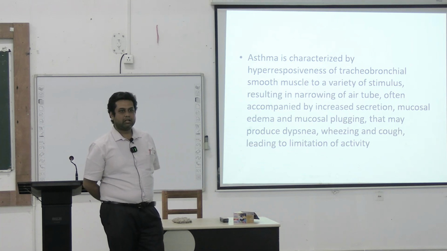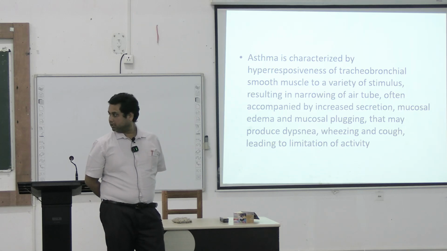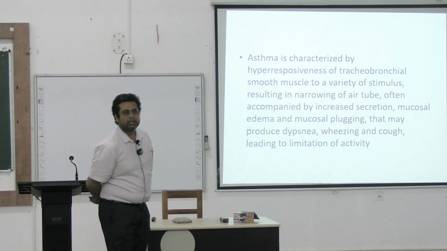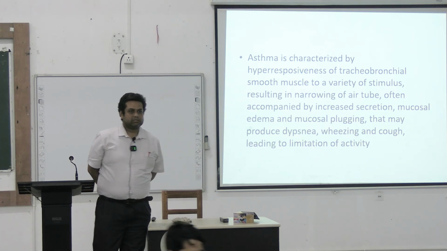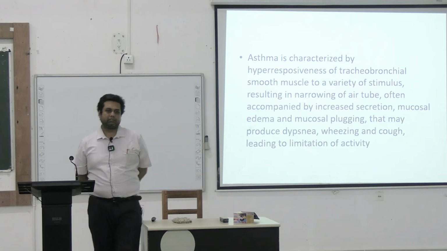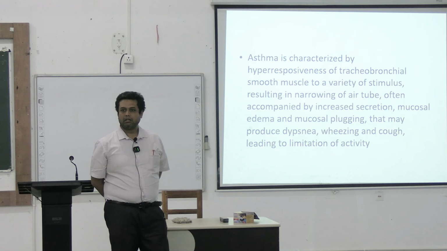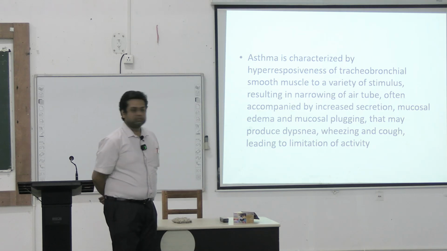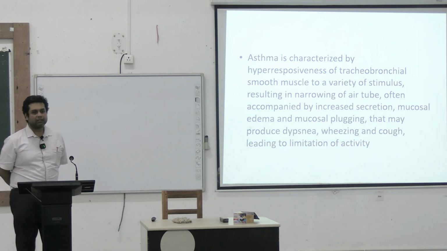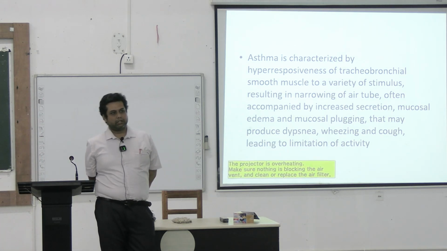Alright, so hypersensitivity. Asthma is basically hyper-responsiveness to some allergen. Some may be allergic to house dust mite or to pollen. So what happens? That leads to constriction of the tracheobronchial tree.